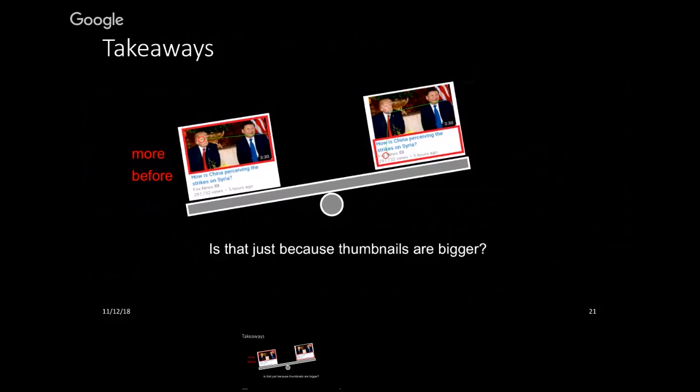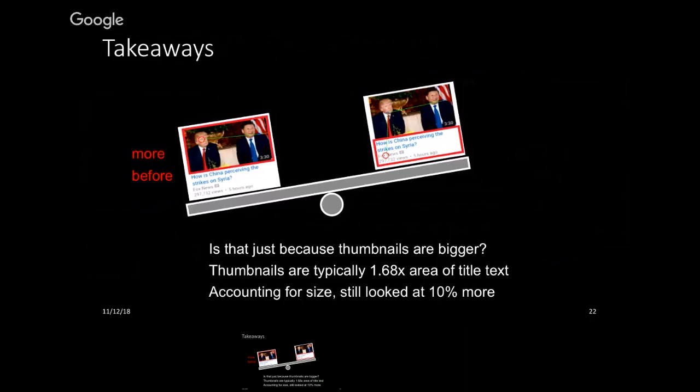The question is, is it just because thumbnails are bigger? Is that what's going on? Thumbnails are typically 1.68 times the area of the title text, and thumbnails are generally bigger across, not just YouTube's website, but across different websites. If we were to account for this larger area, they're still looked at 10% more than title texts.